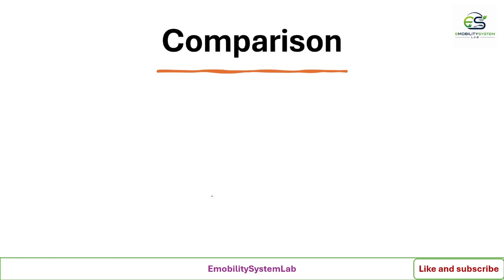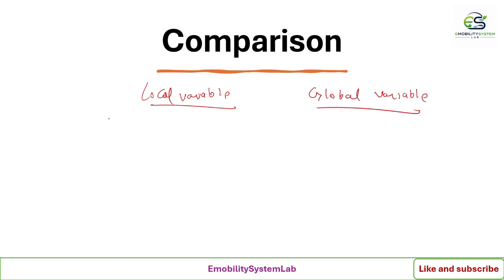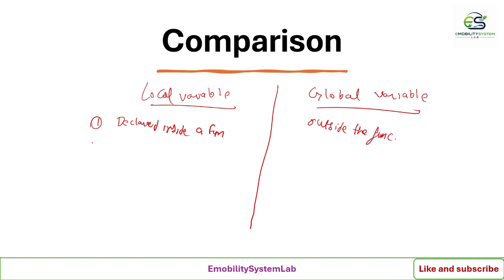So guys, now we will see the comparison between local and global variable. What is the comparison between local and global variable? We will understand. See, this is the local variable and this is the global variable. First comparison: the local variable is declared inside a function, and the global variable is declared outside the function. So this is one difference.